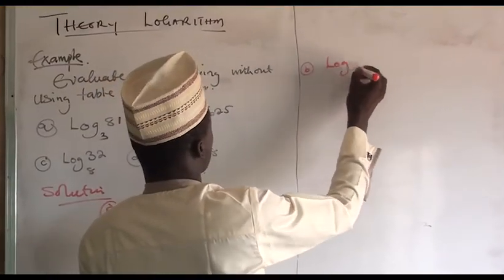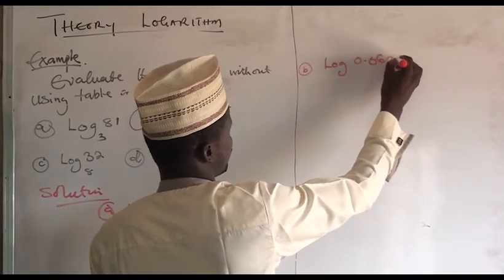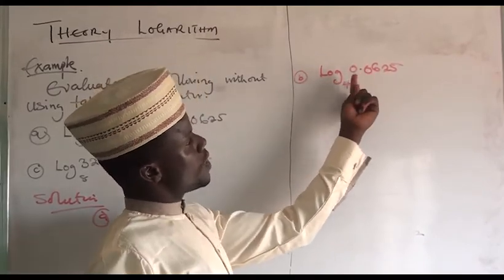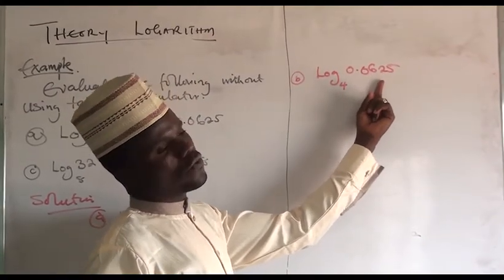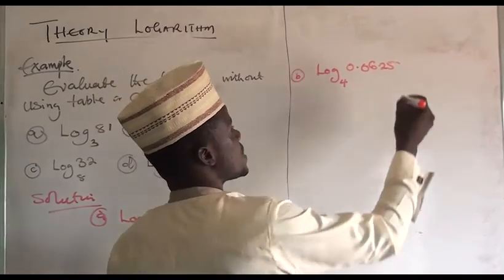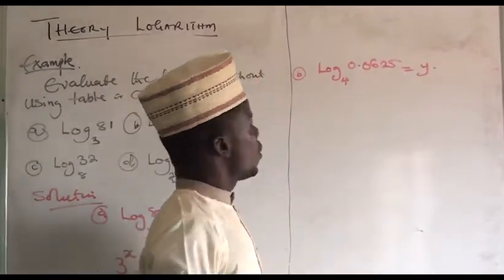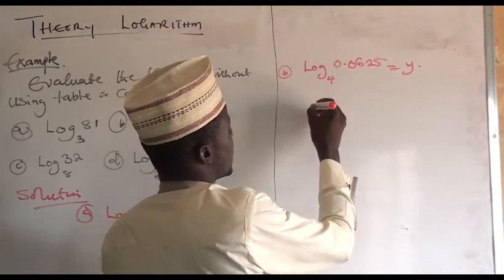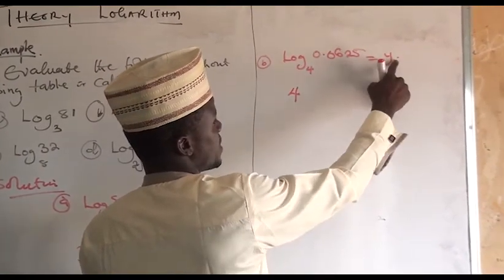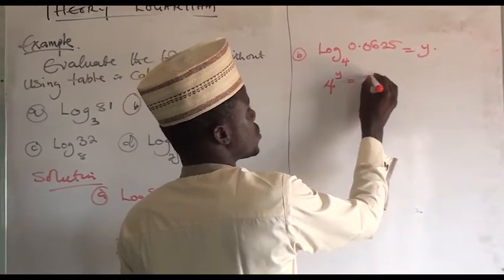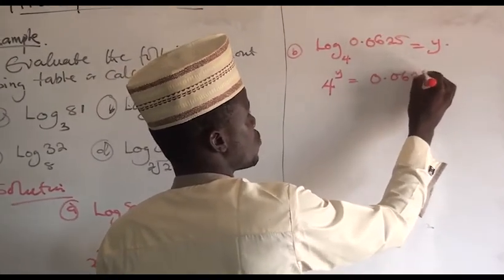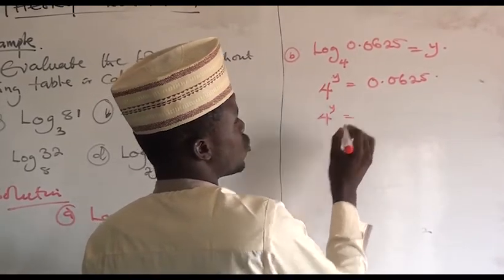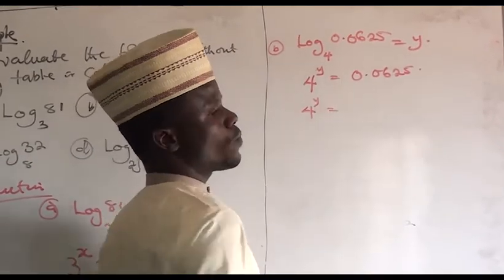B, we have log 0.0625 base 4. So now we don't know what is going to be logarithm of 0.0625 base 4. Let's name it to be y. So now as usual, this is in logarithm form, we have to convert it to an index form. That is, we say 4 as the base, then y is going to be the power. This is equal to 0.0625.